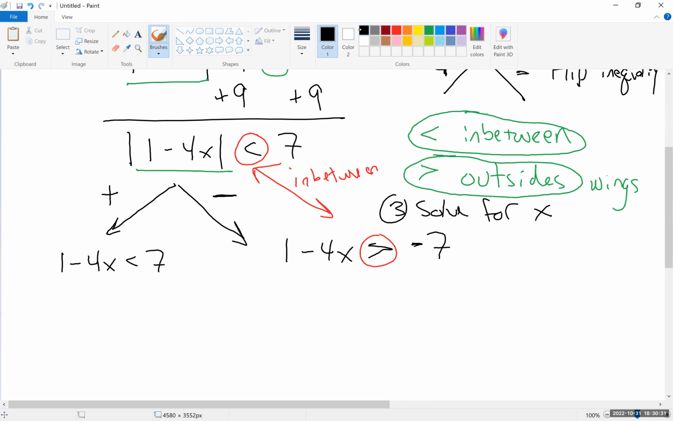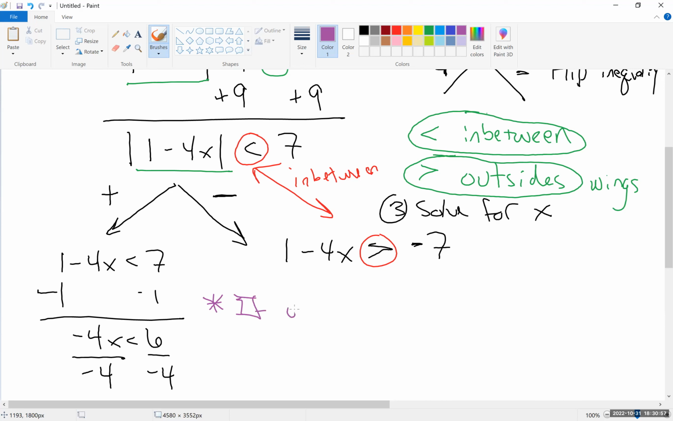So first thing we're going to do is subtract 1 to get the x by itself. It's going to be negative 4x is less than 6. And then we're going to divide both sides by a negative number. This is a note. Where should we write it? Below, we'll write it right here. We divided both sides of an inequality by a negative number.